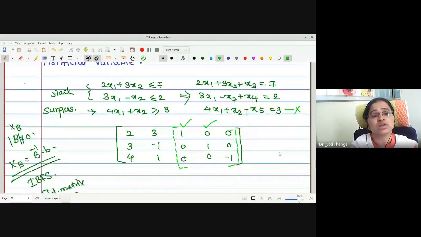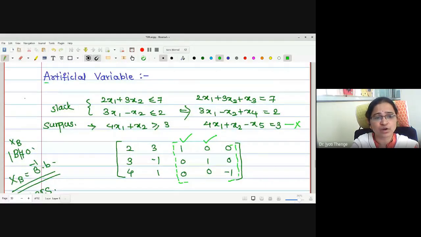Therefore, a new concept was introduced called an artificial variable. A new variable is being added such that, okay, such that what?